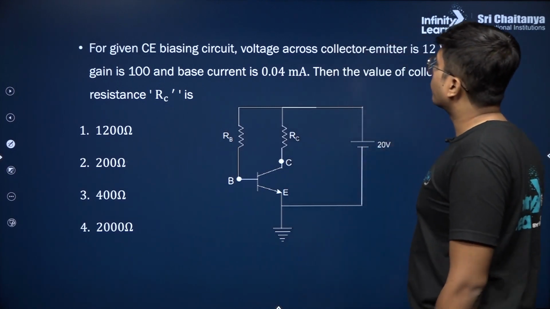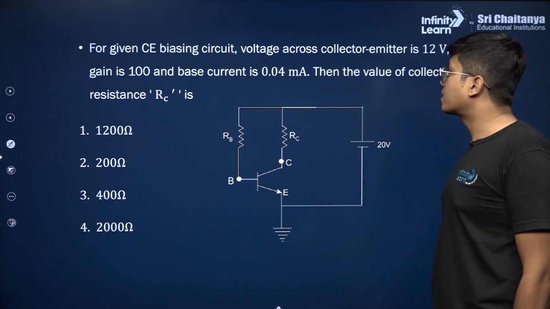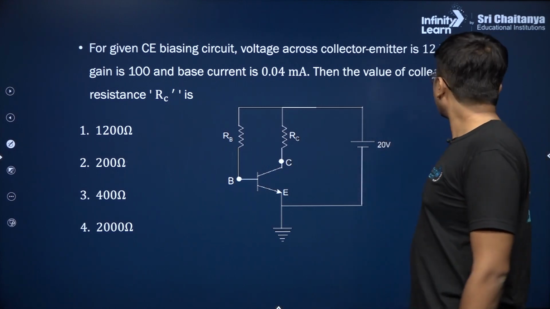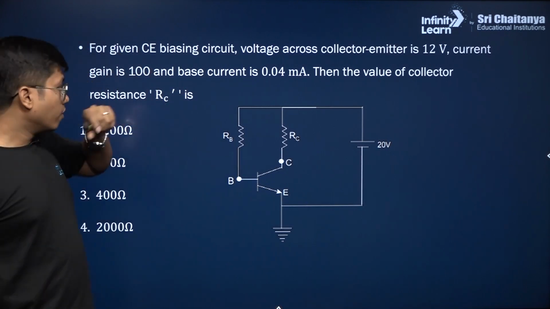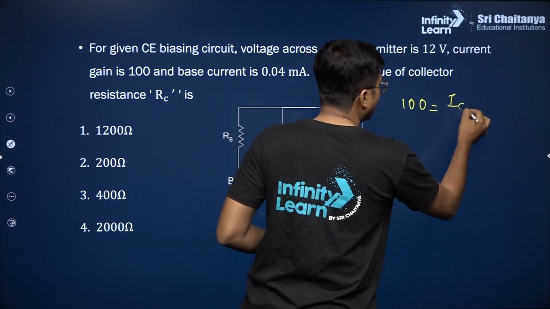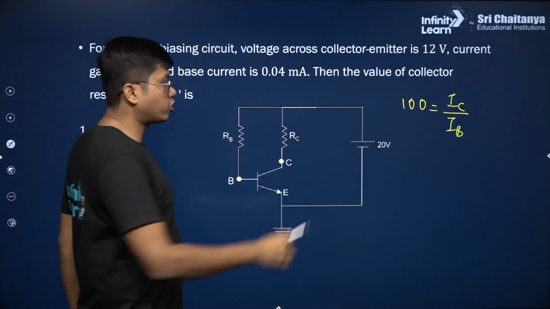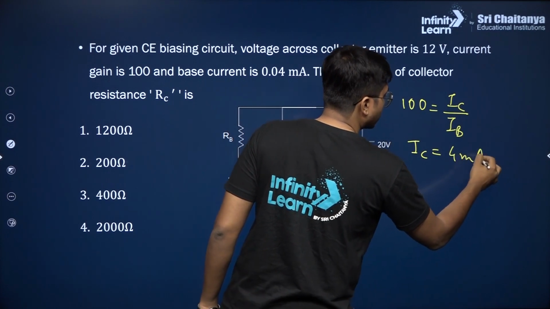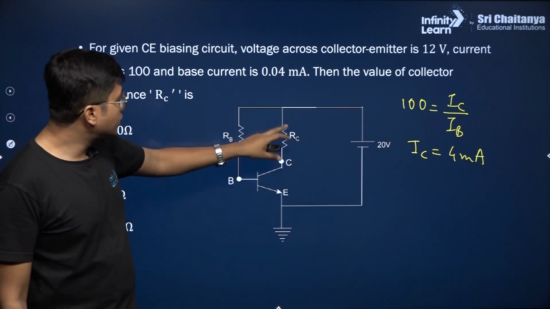This one says that for given CE biasing, voltage across collector emitter is 12 volts, current gain is 100, base current is 0.04 milliampere, then the value of collector resistance RC is. Now we have been given the value of beta is 100, which tells us that this 100 is equal to collector current by base current. Now base current is given as 0.04 milliamperes, which cross multiplied here gives you the collector current as 4 milliamperes, right? So we have the collector current. We need to find what is this RC.